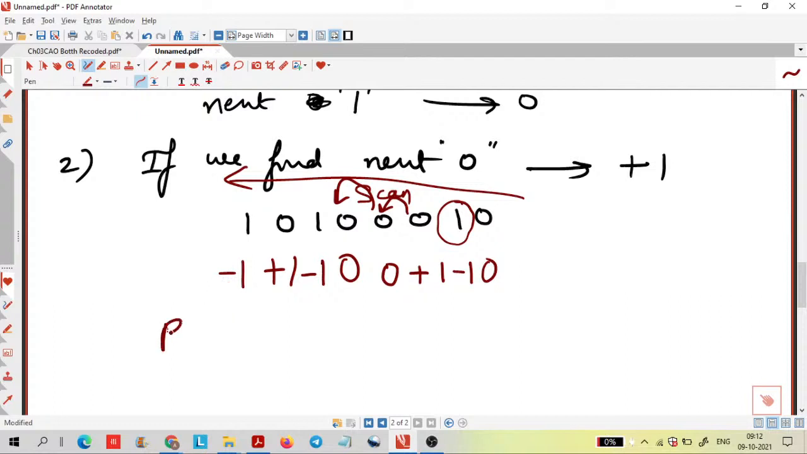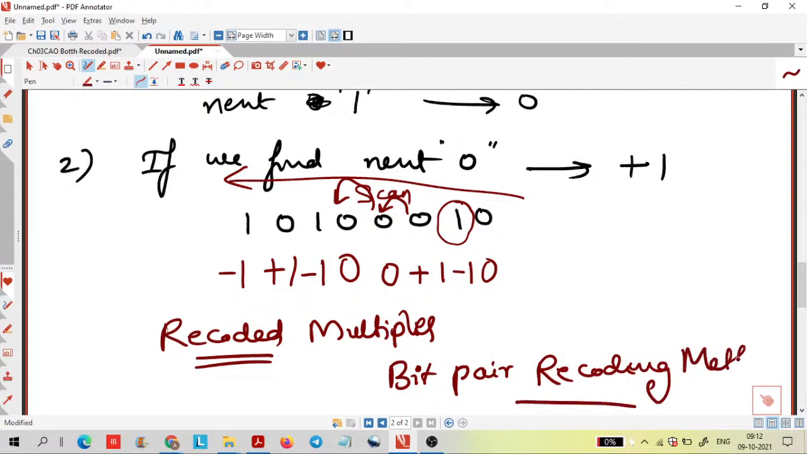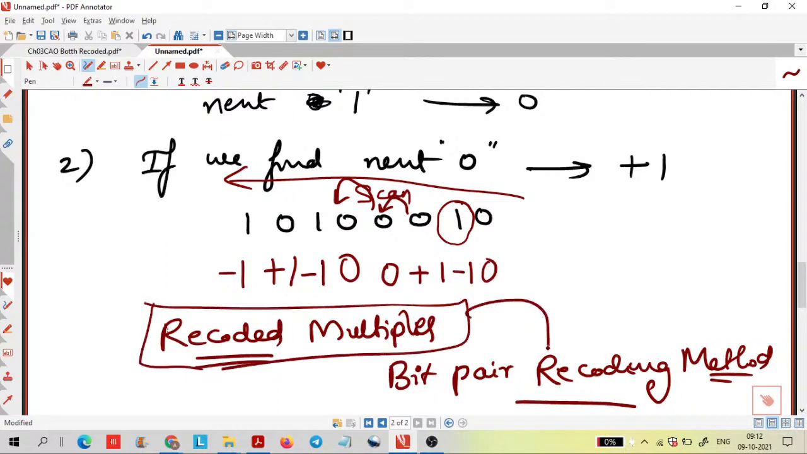This is a recoded multiplier. We recode it, because one more algorithm is there. What is that? Bit pair recoding. So in the bit pair recoding of Booth's algorithm, you have to go for this particular recoded multiplier. After that, we are going for the bit pair recoding.